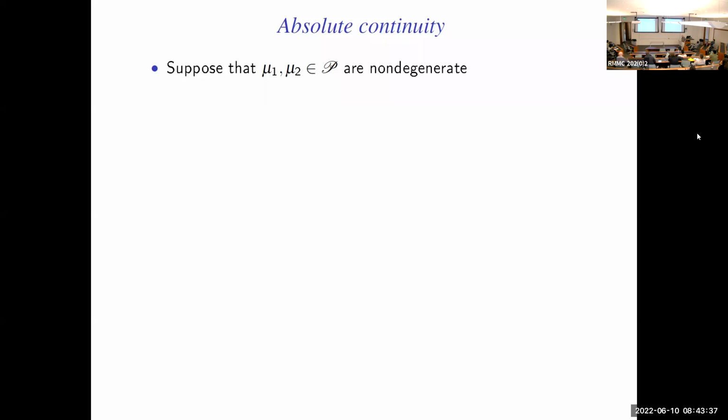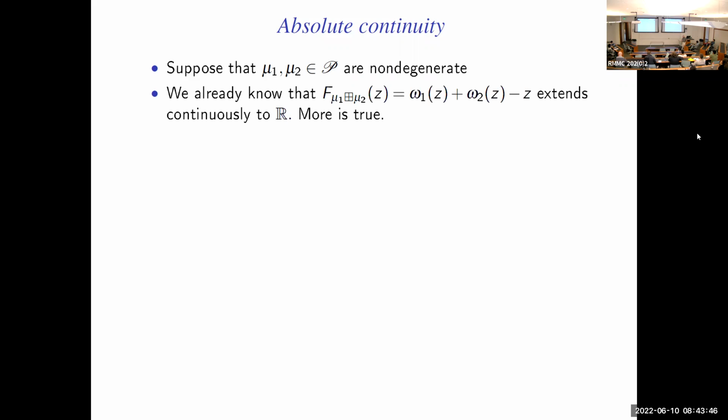Okay. So now a few words about absolute continuity. I mentioned this a little earlier. So let's take two non-degenerate measures, and we already know that the reciprocal Cauchy transform of the free convolution can be written as omega1 of z plus omega2 of z minus z, with the corresponding subordination functions. And we also know that omega1 and omega2 extend continuously all the way to the real line, possibly with infinite values here and there.